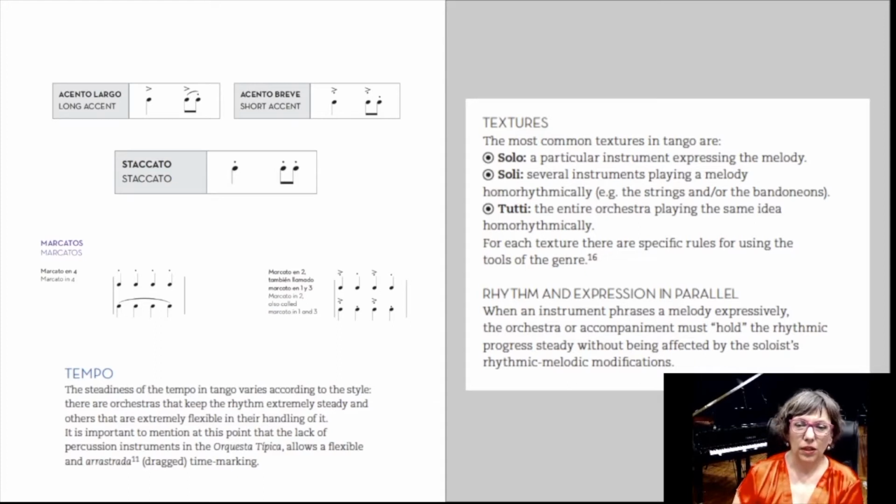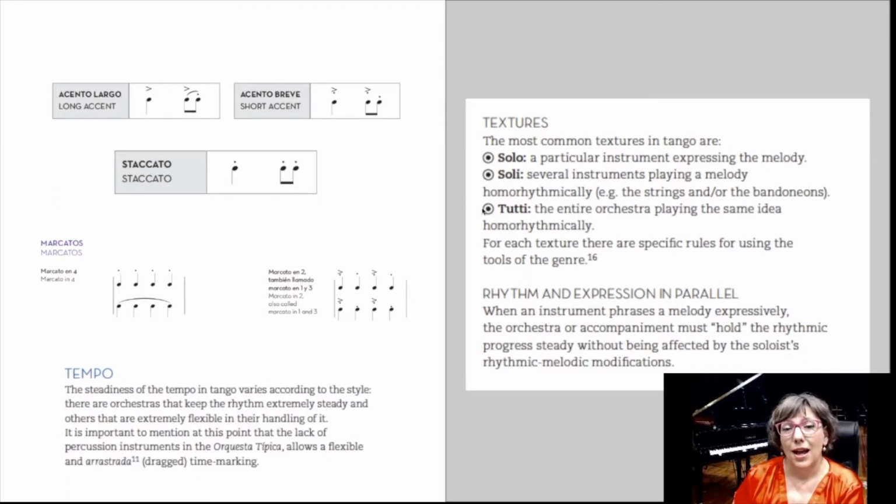So we will listen to examples to understand some of these characteristics about the tempo. And then here on the right side, we have something more about expressive melodies. To see the level of freedom that we have for our phrasing, we need to consider if we are in a solo, in a soli, or in a tutti.